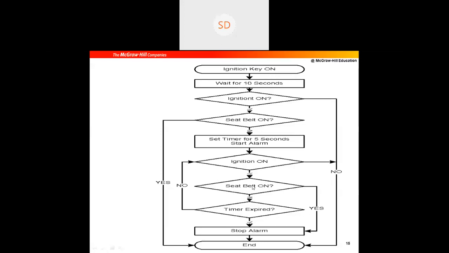If the seat belt is not on, then you have to check whether the timer has expired. If yes, then you stop. If no, you come back here. So this is step by step. First check the ignition key, next check the seat belt, next check whether the timer has expired.